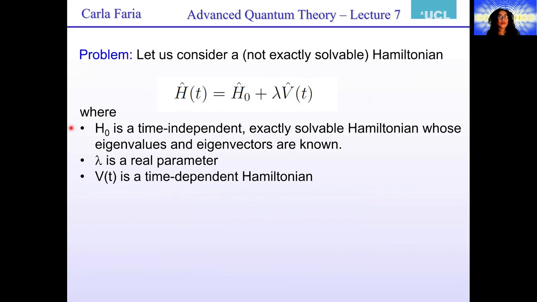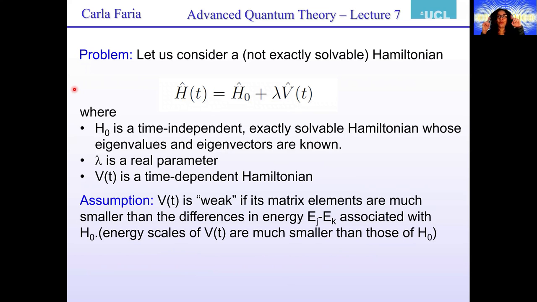So we want to solve all of this. In some cases, it's tricky. In some cases, this is huge, and you cannot make this decomposition. But if V(t) is weak, meaning if its matrix elements are much smaller than the energy differences associated with H_0, this is going to mean that the energy scales of V(t) are much smaller than those of H_0, so that you are going to have corrections around whatever values that you will be able to get exactly for H_0.